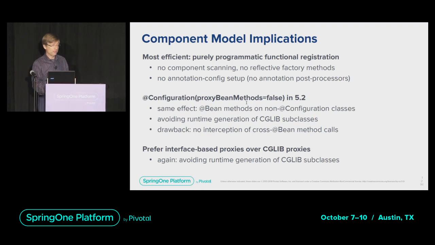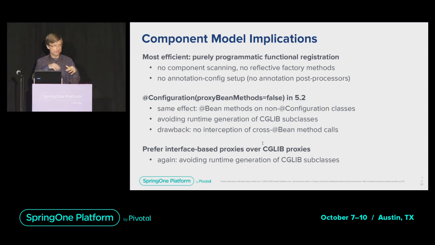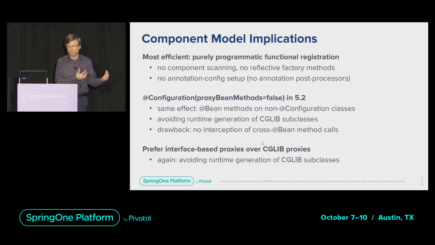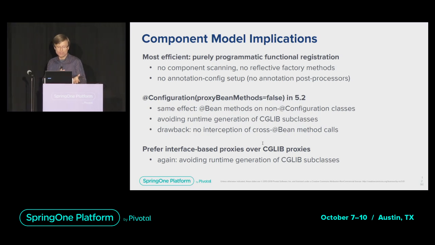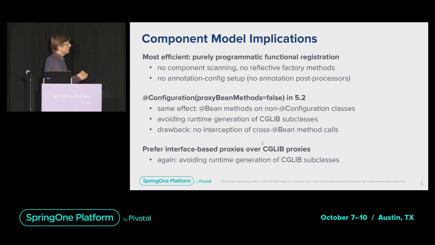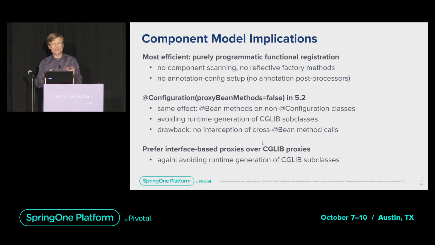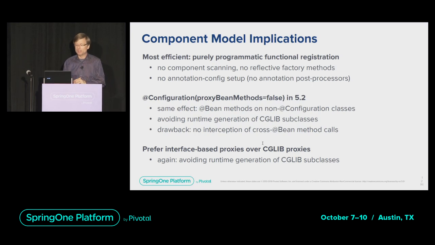CGLIB is also being used in the AOP framework a lot. Generally speaking, interface-based proxies are easier, more efficient to generate on startup through the underlying java.lang.reflect.Proxy facility in the JDK. CGLIB proxies for AOP purposes are also somewhat costly. So if that is an issue, if startup performance is an issue, consider using interface-based proxies instead. And there are other reasons to do this, of course, depending on which JVM setup you're running on. CGLIB might not work at all, and interface-based proxies might work out of the box, so there might be side benefits to it.